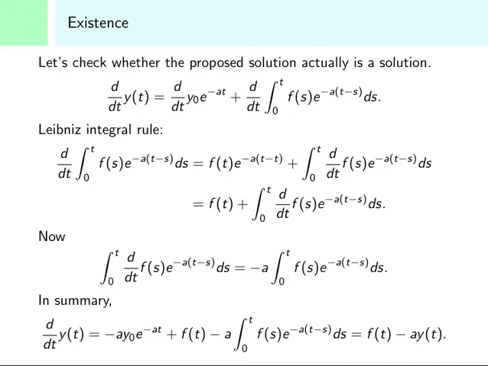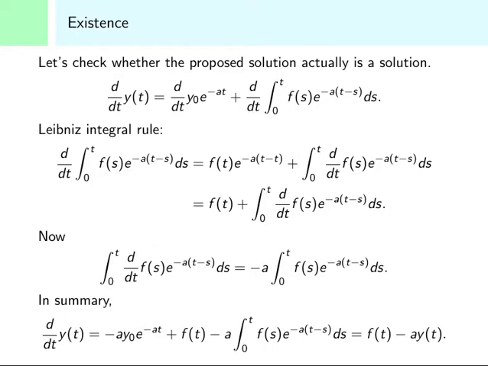So let's take a look at the integral of the time derivative. And there we just see that the integral from 0 to t of the t derivative of f(s) exp(-a(t-s)) ds just equals negative a times the integral from 0 to t of f(s) exp(-a(t-s)) ds. That's just taking the derivative of an exponential function.